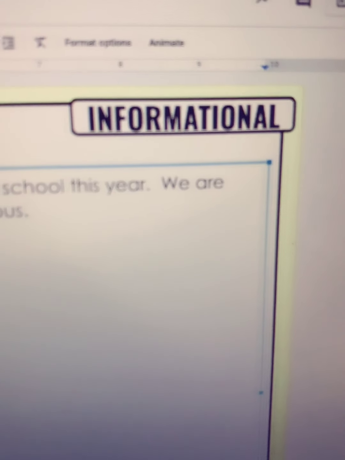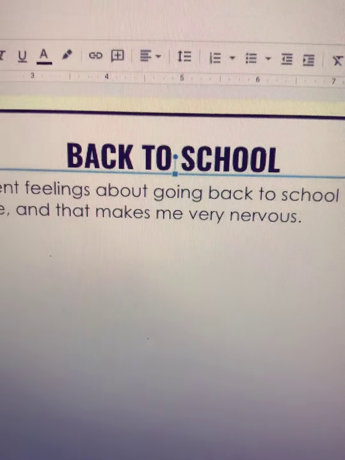Then I'm going to take my brainstorming draft to complete my second sentence. So the first thing I have is I was nervous about being online. So my second sentence could go something like, we're starting school online, and that makes me very nervous. So then I type my second sentence right after my first one. We are starting school online, and that makes me very nervous.